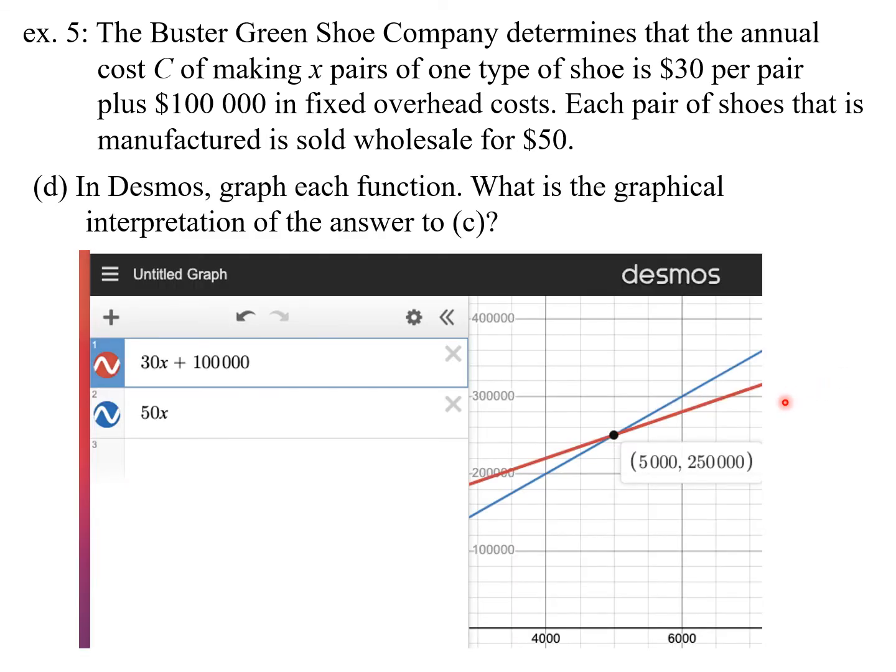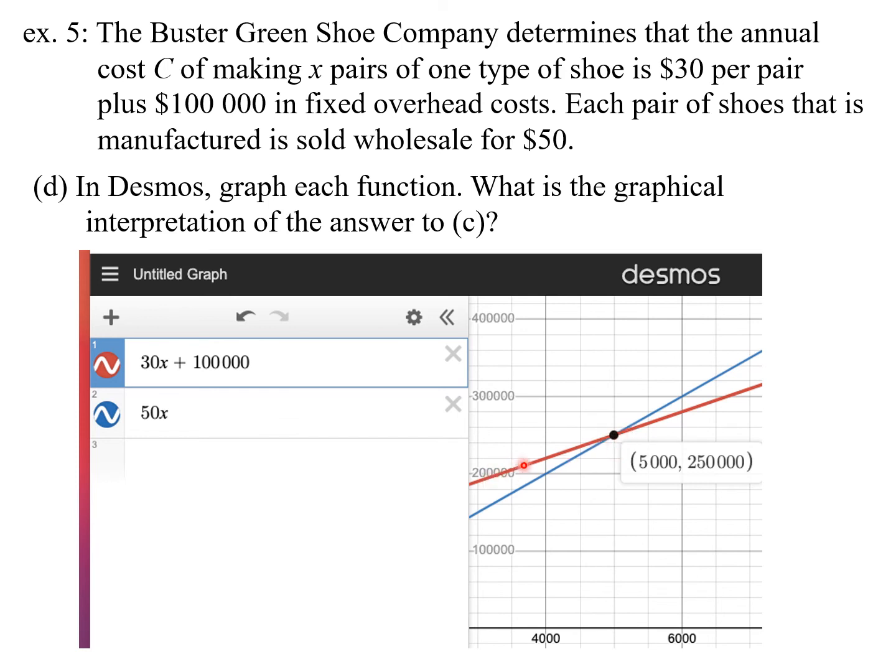Now let's graph this in Desmos and see what we get. So I graphed the cost equation, that's the one in red over here. And then I graphed the revenue line, and that's this one right here. What's the graphical representation of where they meet? Well, the answer to part C is right here.